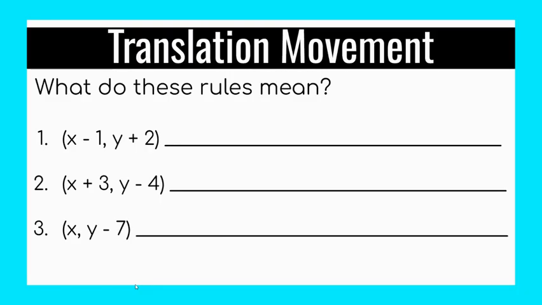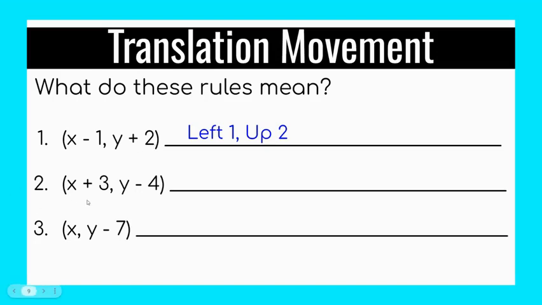Translation movement. What do the rules mean? Remember, you're just describing what has happened to the X and happened to the Y. Well, X, I can only move left and right. And since I'm subtracting here, I must very well be moving left. So I move 1 space left. Y, remember, you can only move up or down. I'm adding here, so I'm moving up. So I go left 1 and up 2.